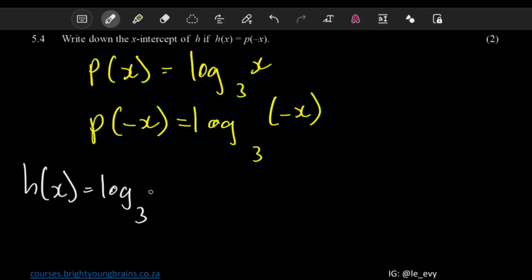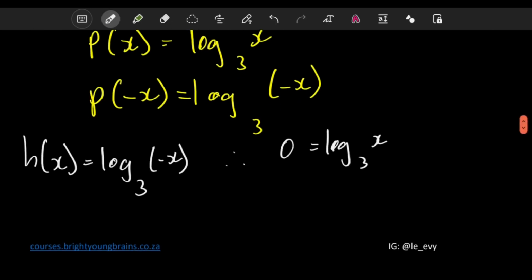This new graph of h of x, they said we should find its x-intercept. Well, that's easy, because to get the x-intercept, you just make y a 0. So here we can say, therefore, 0 is equal to log base 3 of negative x.